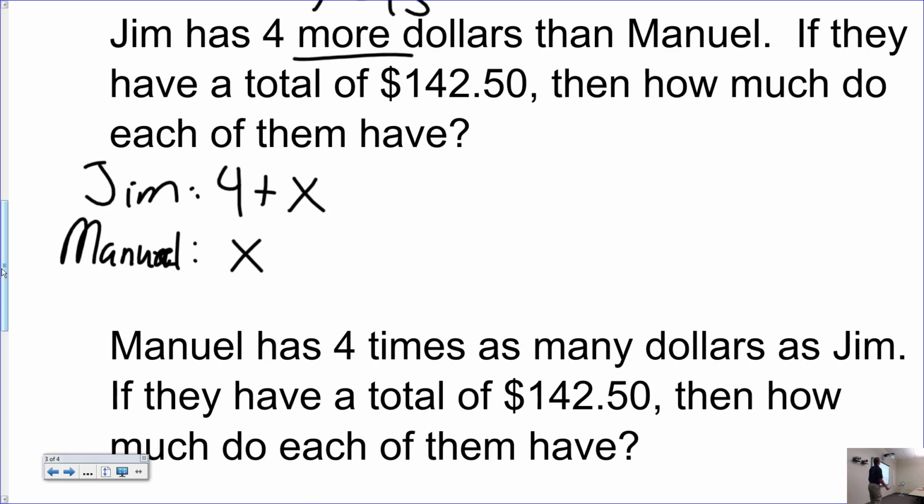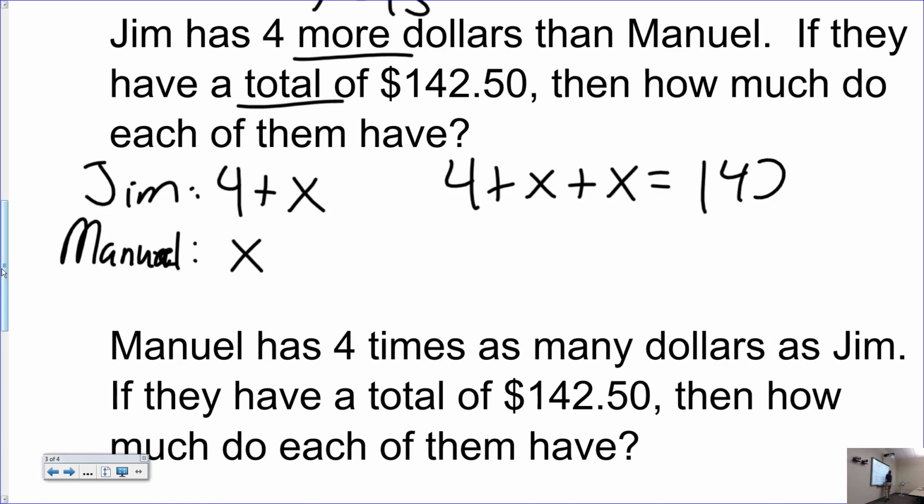What's the second sentence give us? Total. What do you do when you total things? They equal, but what does totaling require? Adding, right? We need to add Jim and Manuel. So again, think of 4 plus x as Jim and x by itself as Manuel. When you total them, when you add them all up, that's what's going to get you what you're looking for.